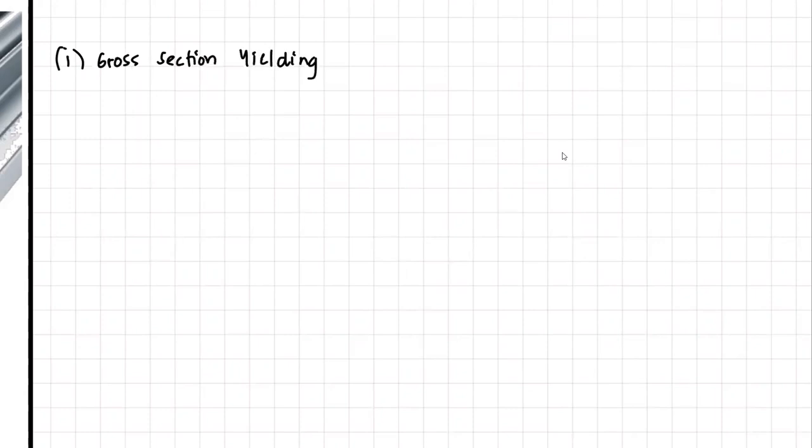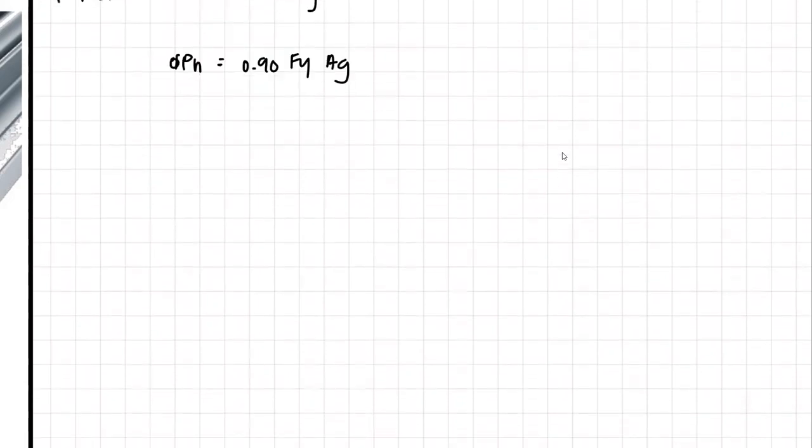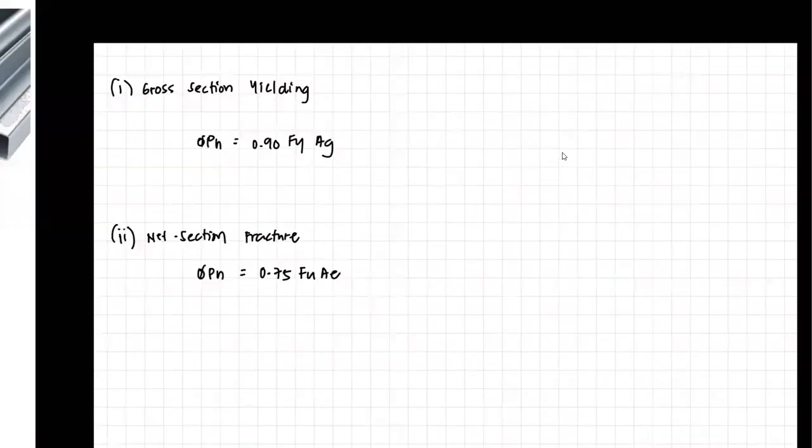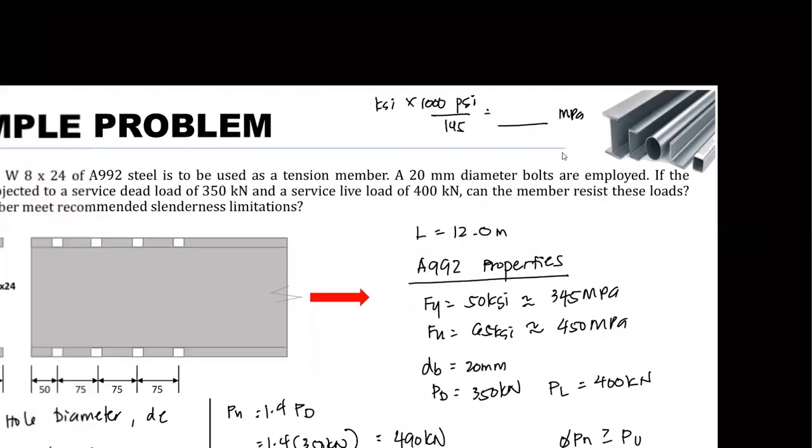Okay, its requirement is VPN should be equal to 0.9 FyAg. Okay, so we can easily identify that. And then for our next limit state, we have net section fracture. We have the formula VPN is equals to 0.75 FuAe.